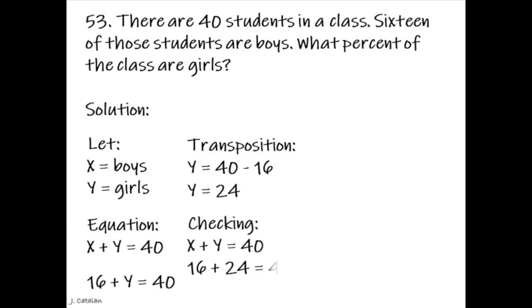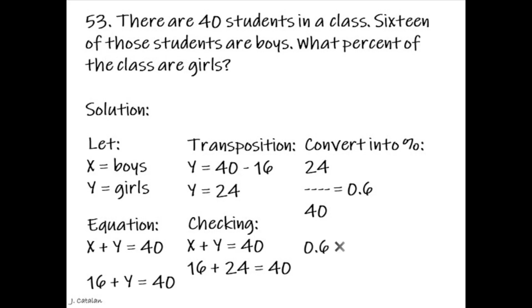Checking: x plus y is equals to 40. Distribute the value of x and y. 16 plus 24 is equals to 40. Convert 24 into percent. 24 divided by 40 is equals to 0.6. 0.6 multiplied by 100%, the result is equals to 60%.